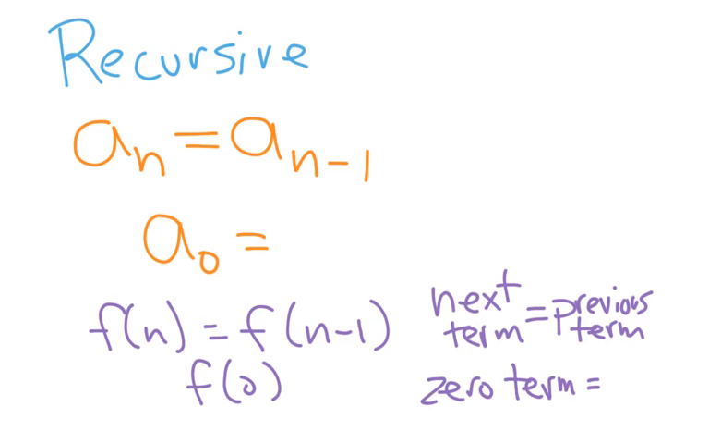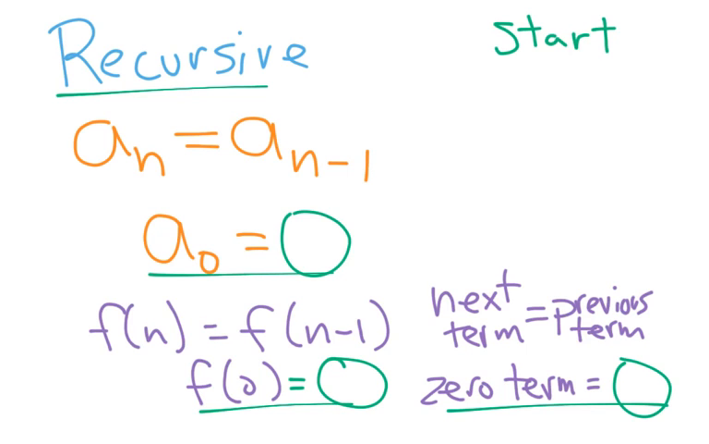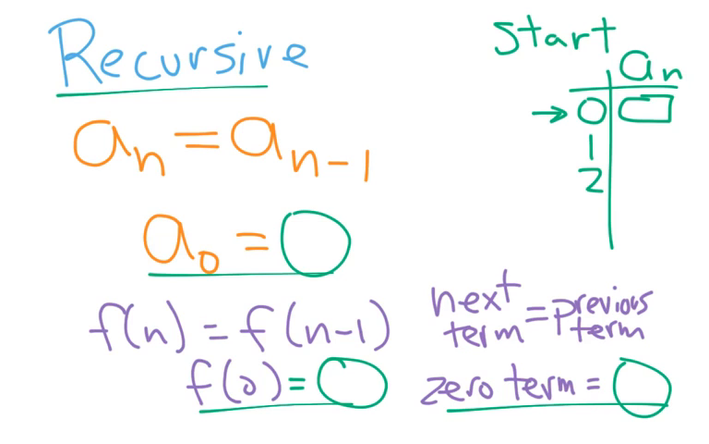In order to write a recursive equation, we need to know where we start. That's the zero term. So either f of 0 equals, or the zero term equals, or a sub 0 equals, and whatever that starting number is, that's what we put there. When we think of the starting number, thinking of a table, that's that zero term. Not the first or second, it's the zero term. Whatever that output is right there. And remember, the recursive equation just simply connects the next output with the previous output. That next one down with the previous one, next one down with the previous one.